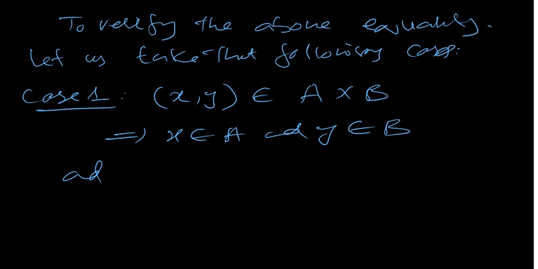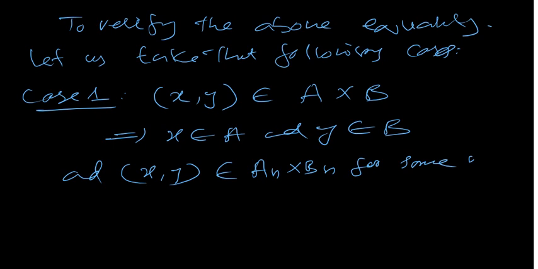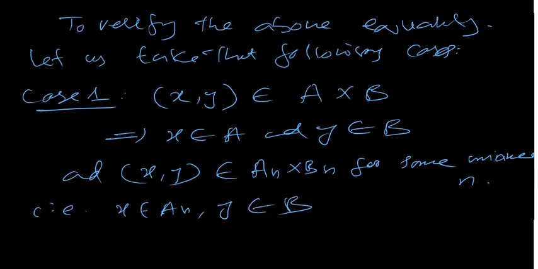And this also implies that since it's equal to the union, x comma y belongs to A_n cross B_n for some unique n, because it's a disjoint union. So that's x belongs to A, y belongs to B. And this one gives x belongs to A_n, y belongs to B_n. So this gives that this equality holds actually.